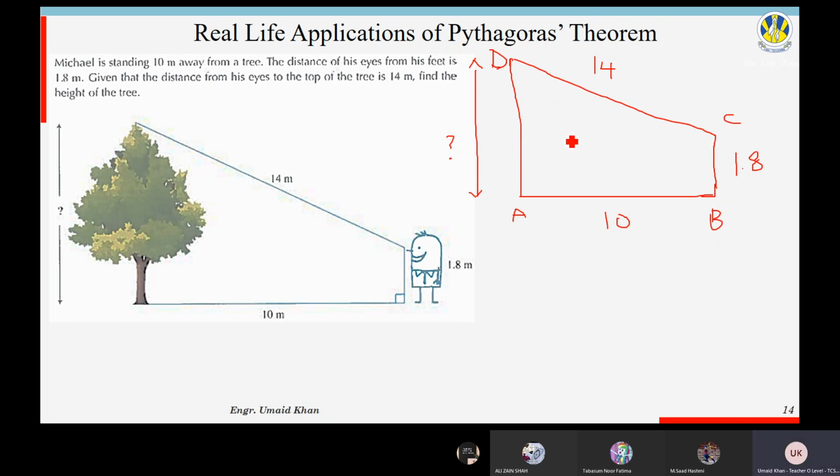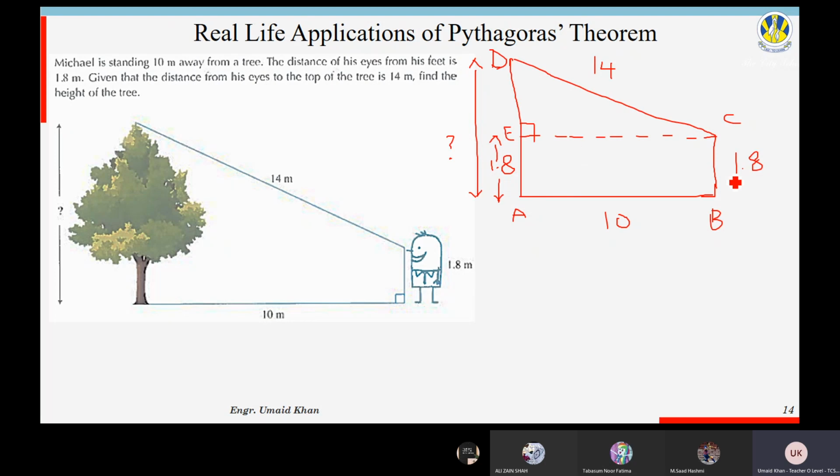We will partition this shape into two shapes. How? We will draw a line from here like this, so that this angle becomes 90 degrees. And if this point is E, this height is also 1.8. So I have partitioned the shape into two shapes. The shape at the top becomes a triangle and the shape at the bottom becomes a rectangle. This is how I have to partition it into two shapes.